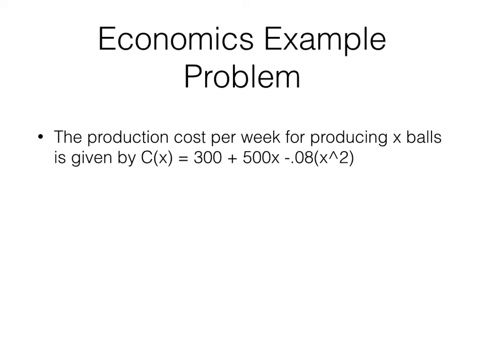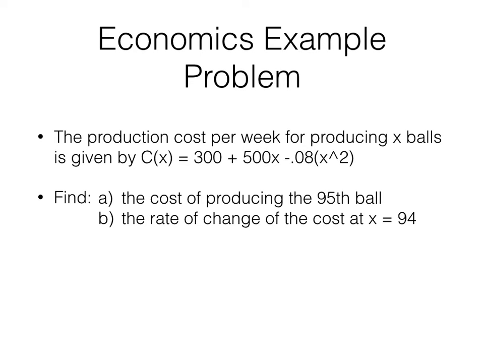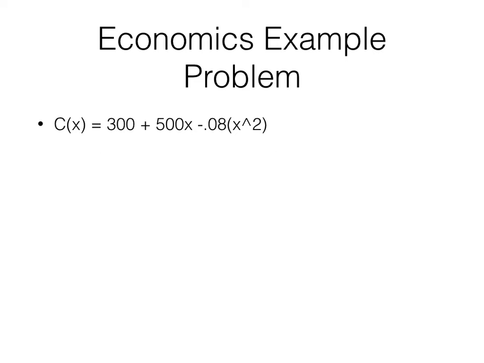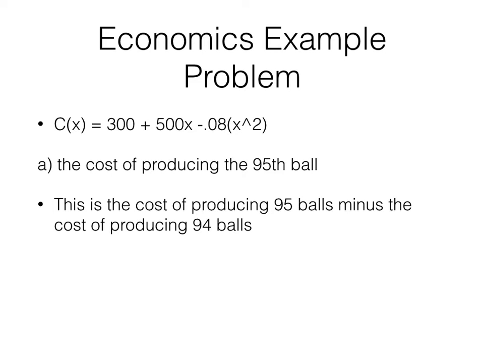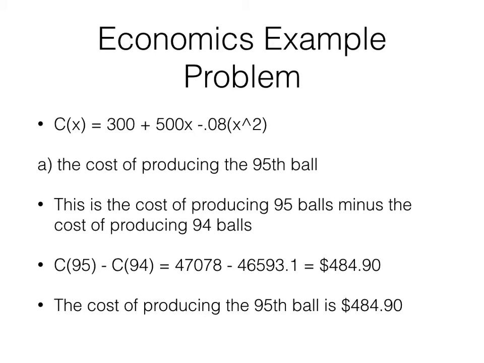The production cost per week for producing X balls is given by C of X equals 300 plus 500X minus 0.08 times X squared. So we're going to try to find the cost of producing the 95th ball and the rate of change of the cost at x equals 94. So first, we're going to find the cost of producing the 95th ball. This is the cost of producing 95 balls minus the cost of producing 94 balls. So you simply do C of 95 minus C of 94, which we're going to get is $484.90.